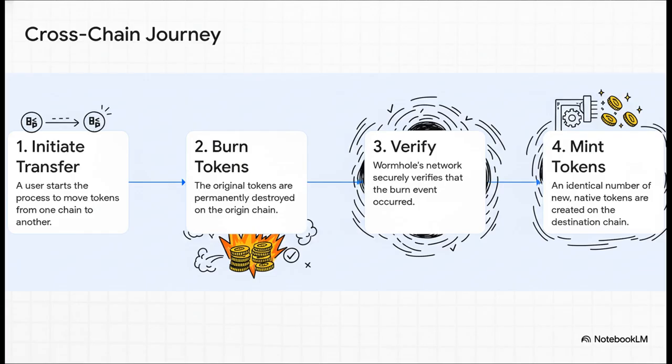They cease to exist. Then the Wormhole network, which is like a group of super secure witnesses, verifies that the burn really happened. Once they give the green light, an identical number of brand new, totally native KK tokens are minted fresh on Solana. It's like teleportation. The token vanishes from one universe and reappears in another, completely whole.